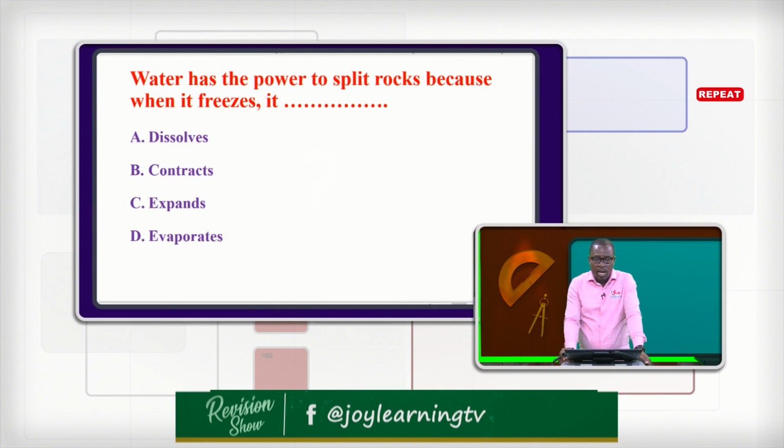Clement is on the line. Clement, how are you? I'm fine. Good. Calling from where? Koforidua. That is good. The name of your school? Oyoko Methodist, right? Yes. That is good. Clement, which one is the answer?